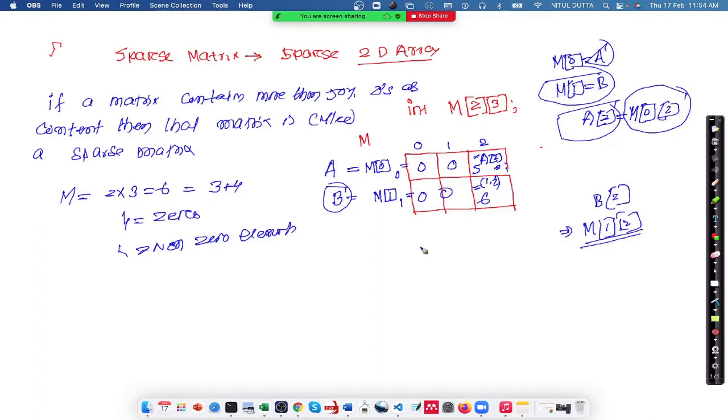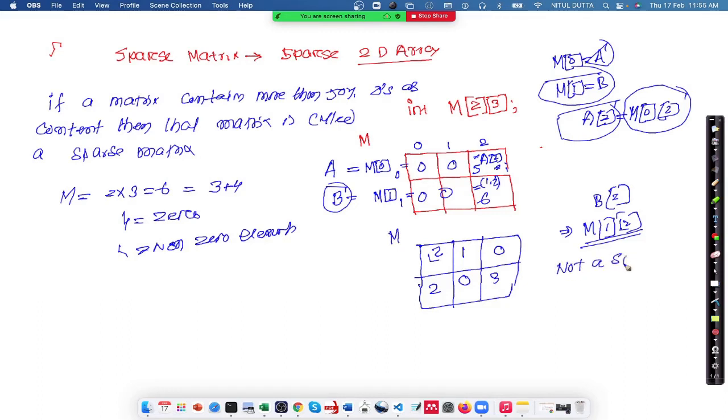But however, if I have this matrix with 2 rows and 3 columns, say this is 2, this is 2, this is 1, this is 0, this is 0, this is 2, this is 3, so only 2 elements are 0, and the rest of the elements are non-zero. In that case M is not a sparse matrix. So what is the problem with the sparse matrix?